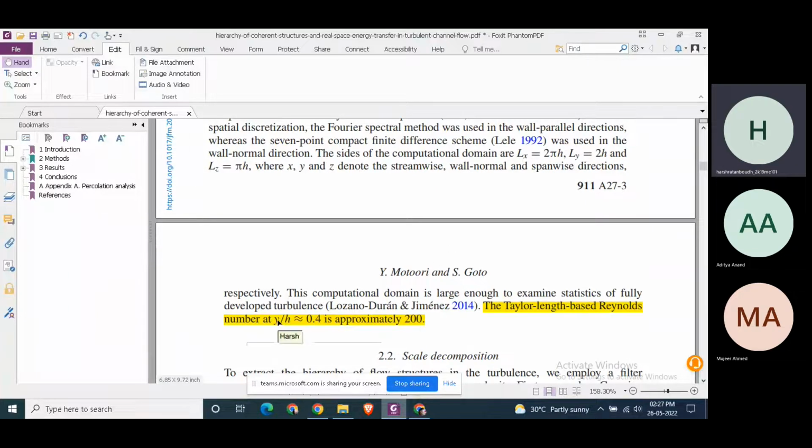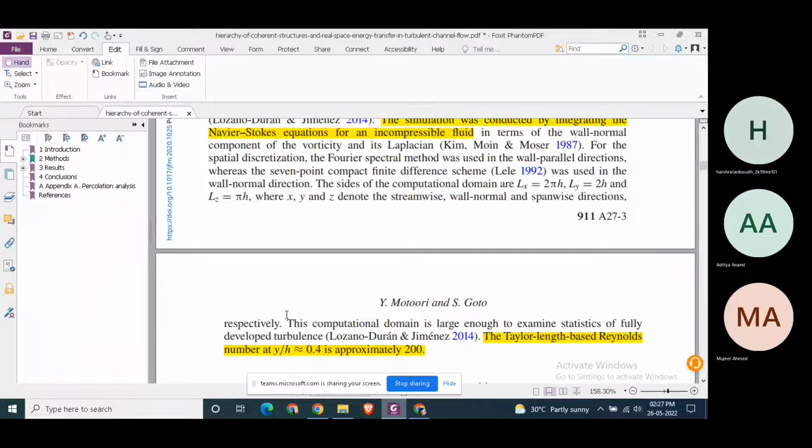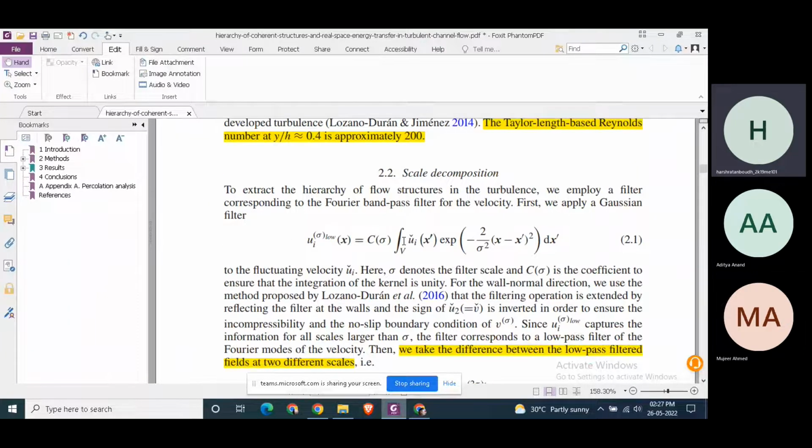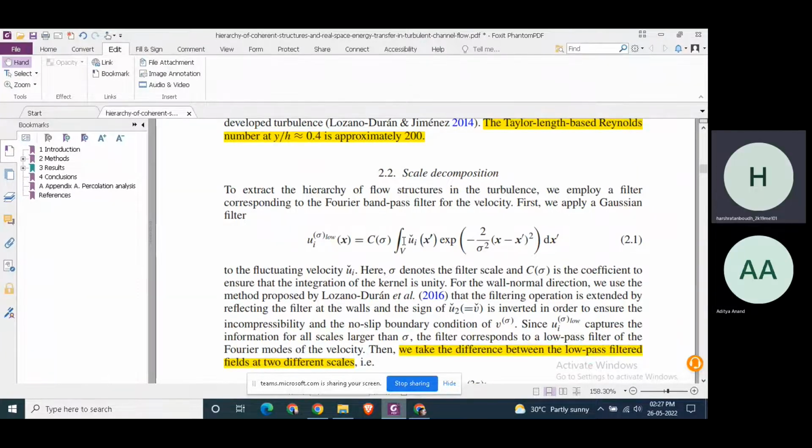Delta is the boundary thickness, and h is the height of the volume we are taking, which is approximately 0.4, and the Reynolds number is about 200. This is something of a scale decomposition. So what they've done, we get a spectrum when we do this.